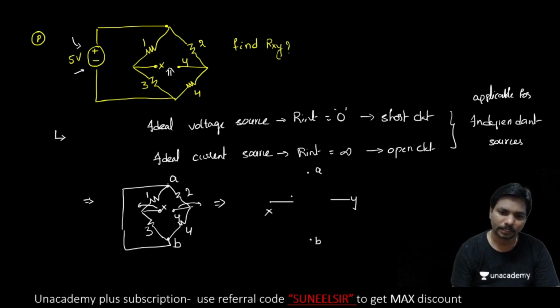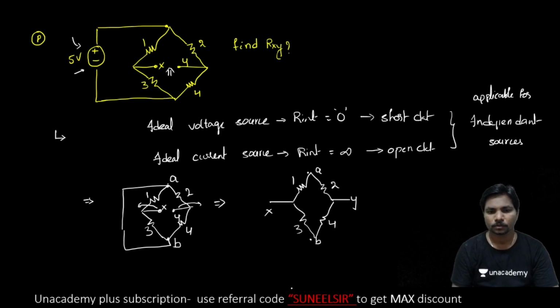Between X and A, we have one resistor. A and Y, we have one resistor. X and B, one resistor. B and Y, one resistor. That is 1 ohm, 2 ohm, 3 ohm and 4 ohms. Okay. Now, and one more.